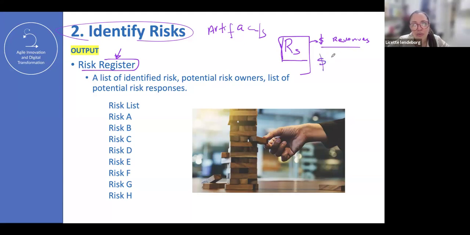Number 2, reduce cost. That's the number 2 R. And the number 3, risk. Is the number 3, risk reduction.